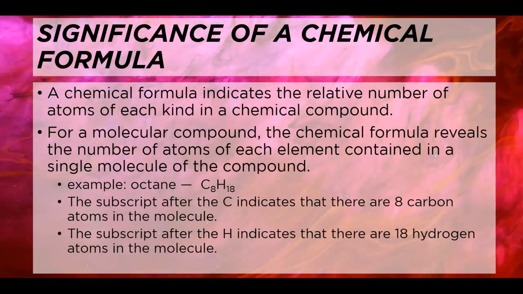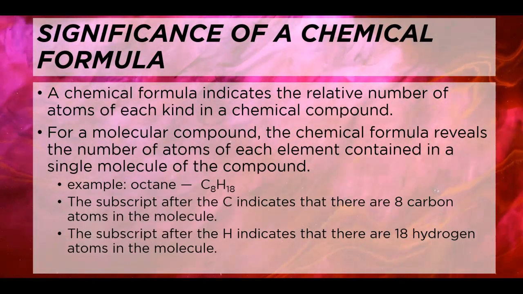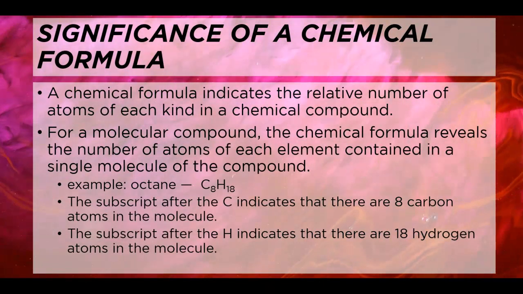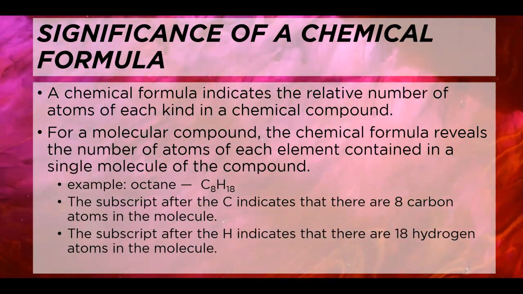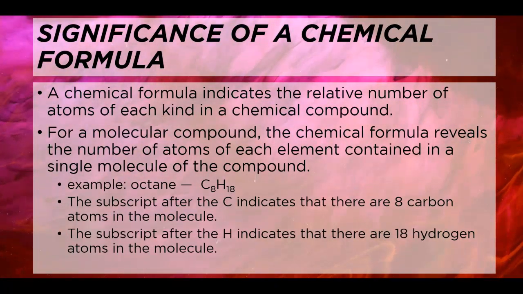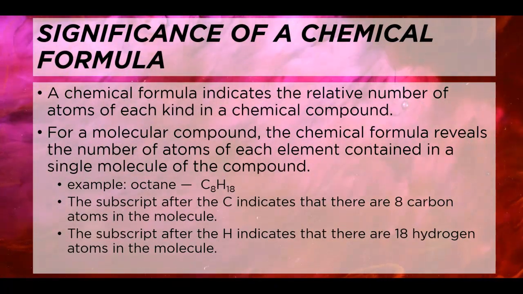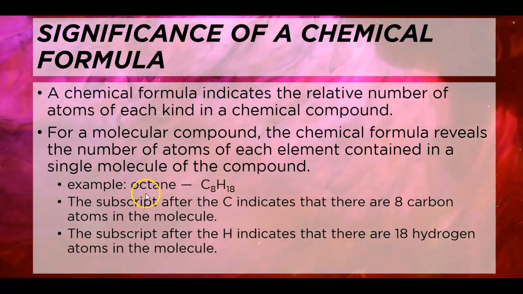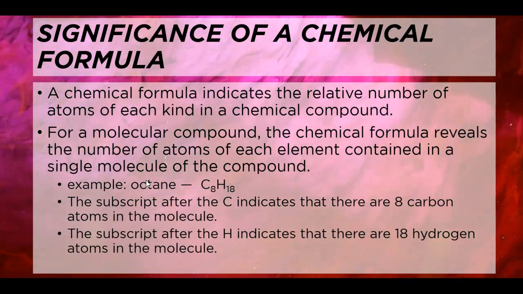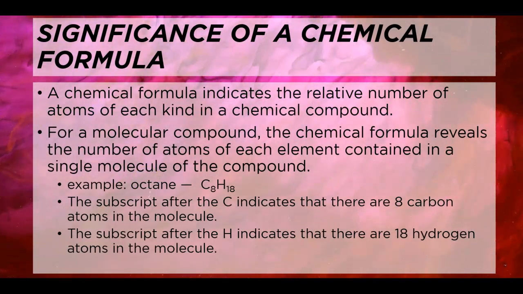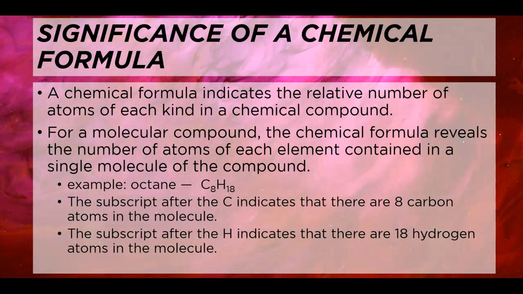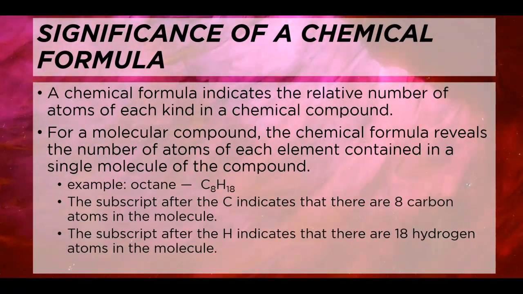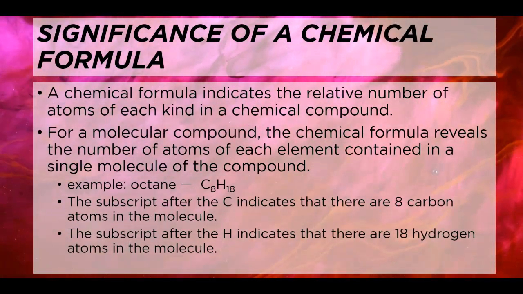So first off, let's talk about chemical formulas in general. What do chemical formulas tell us? It's really two things. They indicate the number of atoms in a compound and also which atoms are in the compound. For example, if I have this substance octane, C8H18 tells me that that molecule of octane is going to contain 8 atoms of carbon and 18 atoms of hydrogen in one molecule.